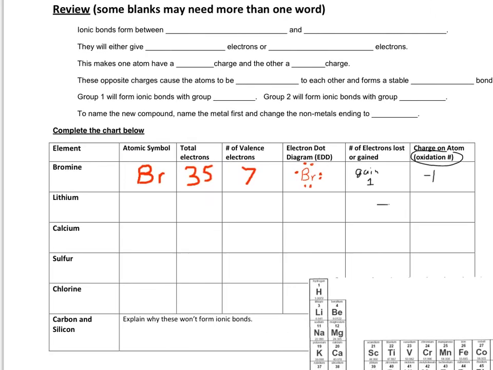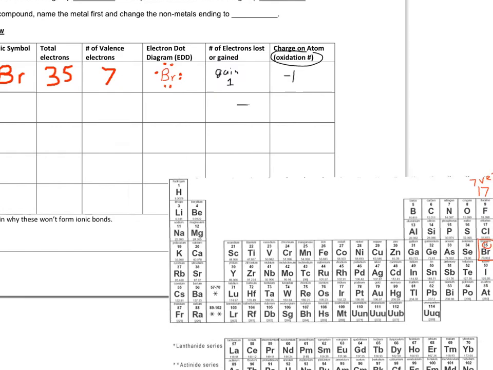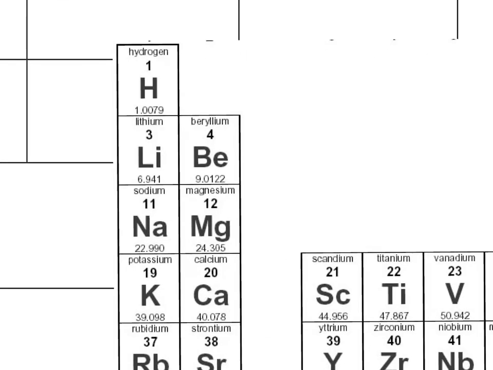Alright, let's do one more together. Let's do lithium. So let's find lithium on the periodic table. Lithium's right here, right? It's going to have 3 protons, 3 electrons. It's in row 1, so it has 1 valence electron.